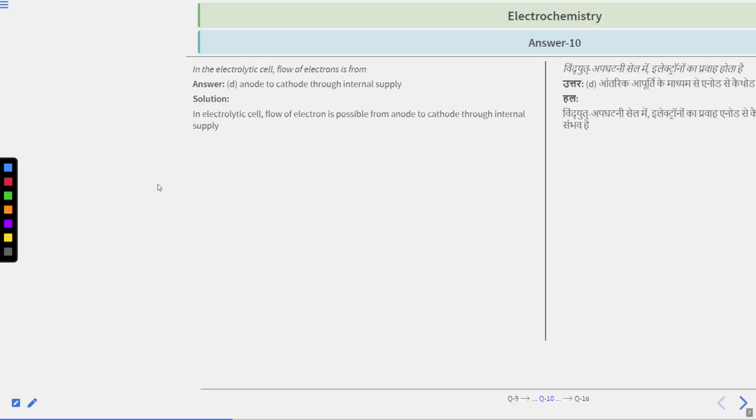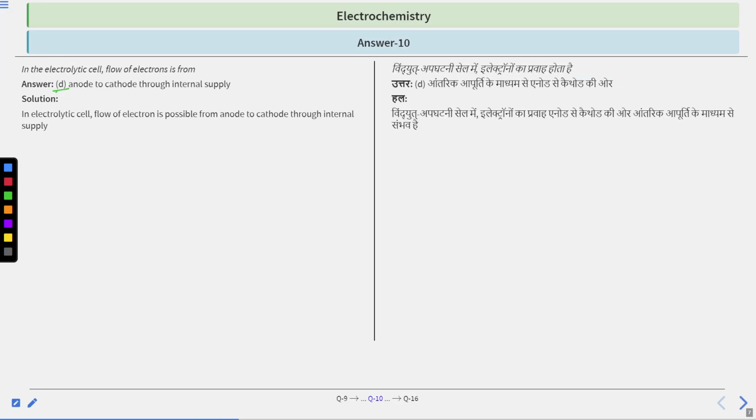Okay, let's see. The correct answer is option D, that is anode to cathode through internal supply. So basically, in an electrolytic cell, the flow of electrons is possible from the anode electrode to the cathode electrode through the internal supply. This is the basic concept of an electrolytic cell, and thus option D, anode to cathode through internal supply, is the correct answer. Okay, let's move to the next question.